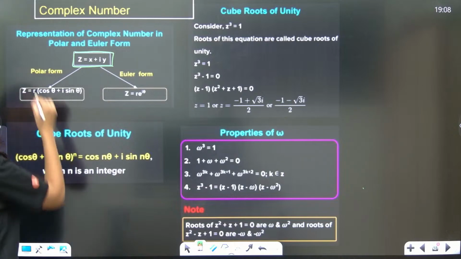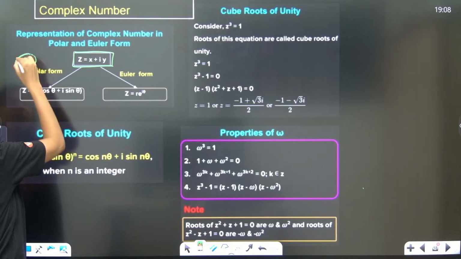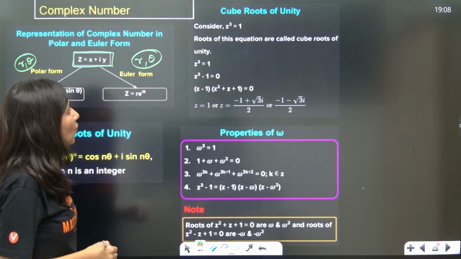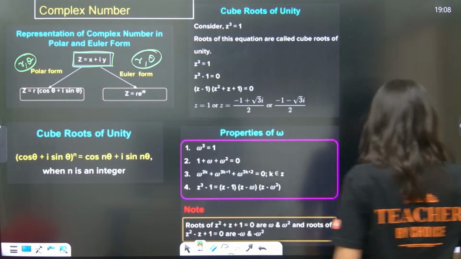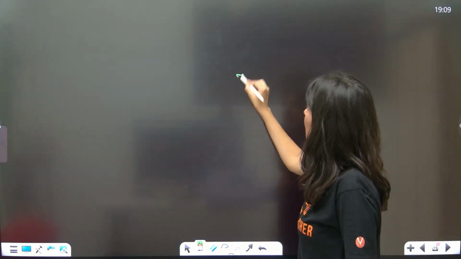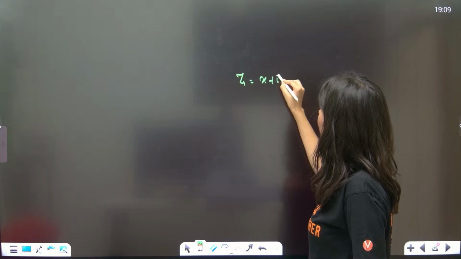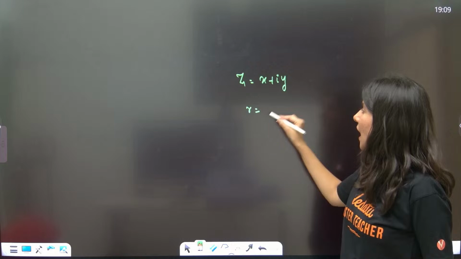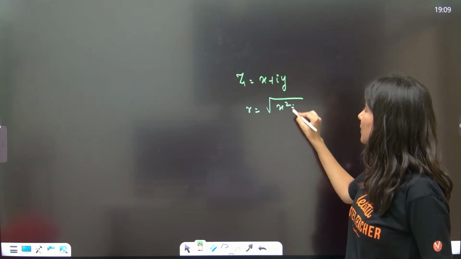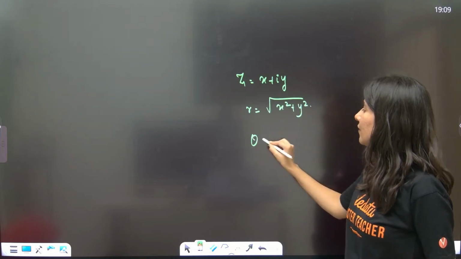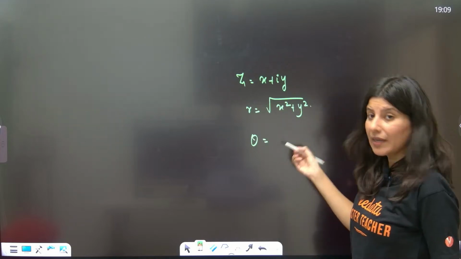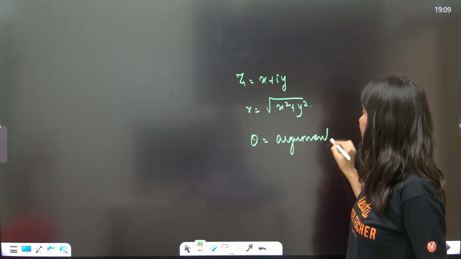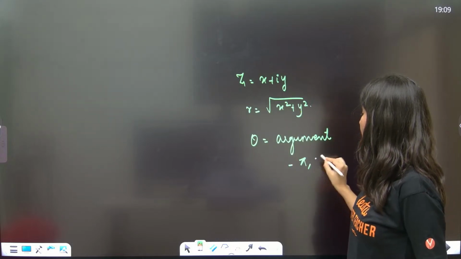For polar form, what do you want? R comma theta. For Euler form, what do you want? R comma theta again. What is R? What is theta for a complex number? Suppose z is equal to x plus iota y. Your R will be the square root of x square plus y square. And theta is the argument, depending upon which quadrant it is lying in, that is the formula we have, from minus pi to pi.